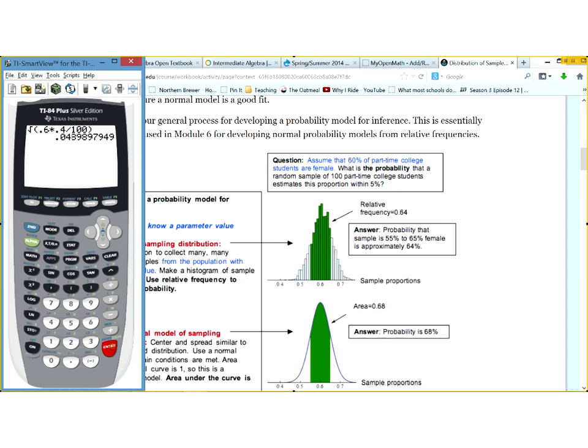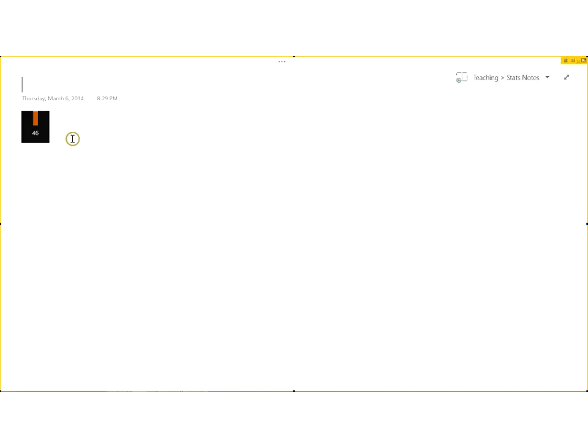And so the question here on the screen is, what is the probability that a random sample of 100 part-time college students estimates the proportion within 5%? That is, that it's between 55% and 65%. Well, those numbers, if I look at this, and this might be a good time to use my pen.